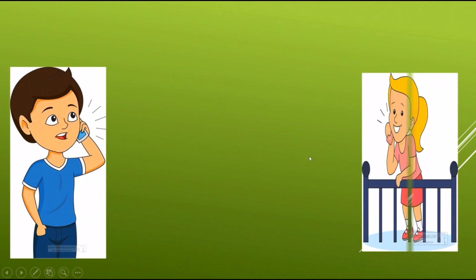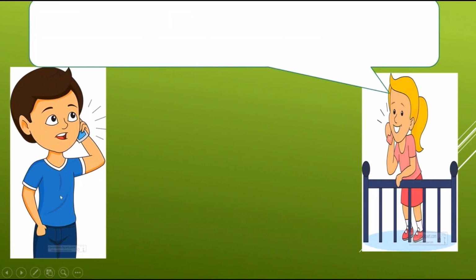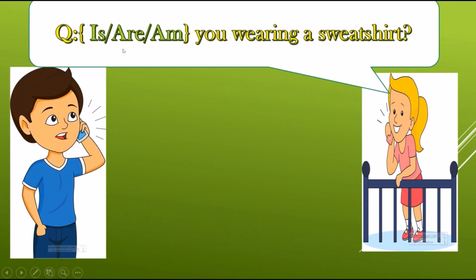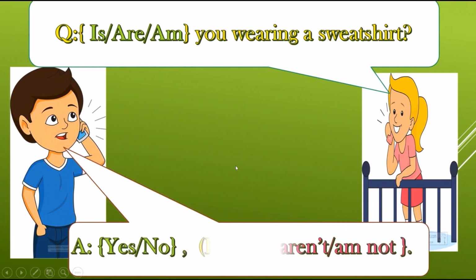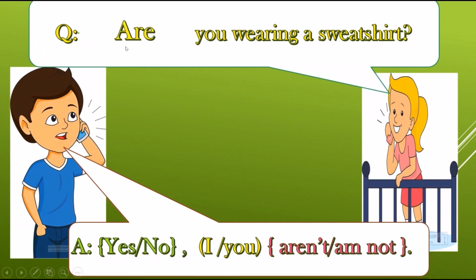Okay. Next, we have here. Now she asked him, are you wearing a sweatshirt? Okay. Is he wearing a sweatshirt? Okay, so he answered. Now, what is the question word here? Is, are, or am? The answer is are. Why? Because the subject is you. Okay. Now, what is the answer? You look at him. Is he wearing a sweatshirt? No. No. What is the subject?